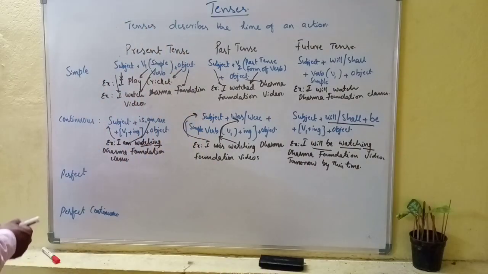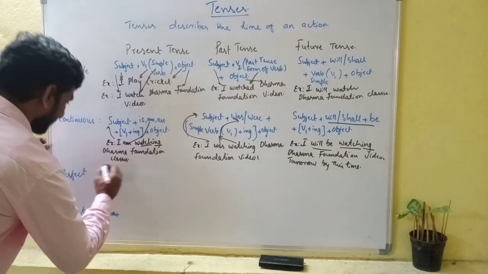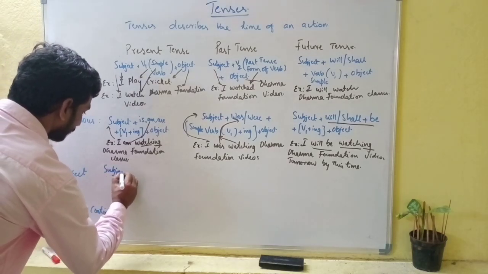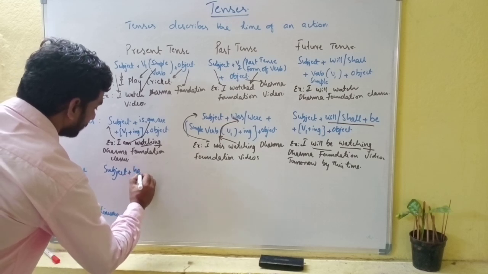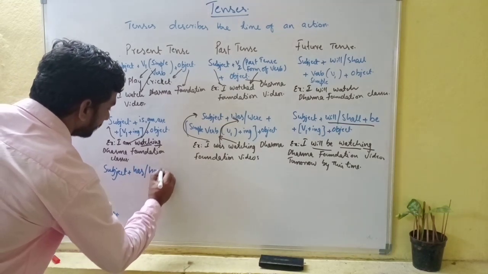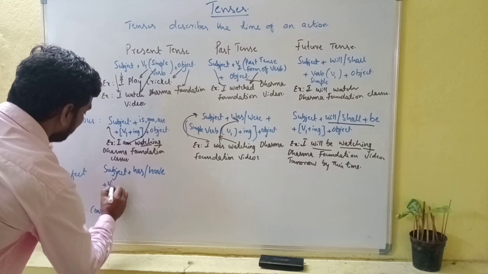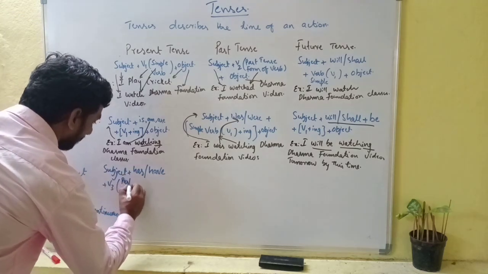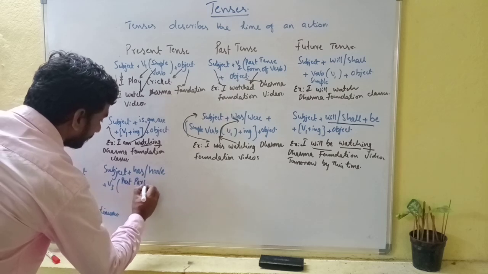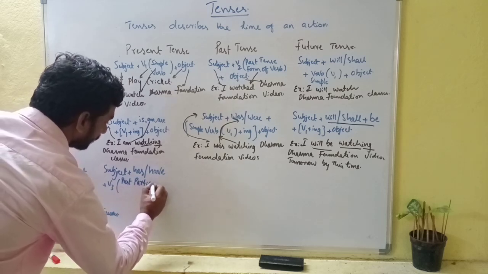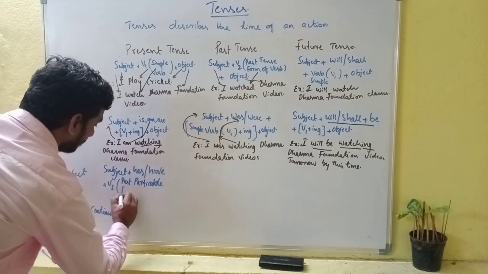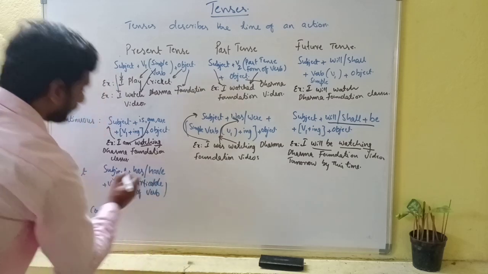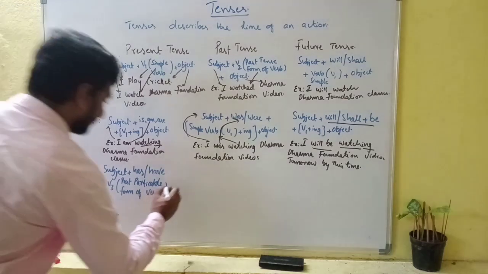So this is how, in the present perfect tense, the structure will be like: subject plus has or have plus V3. Here V3 means past participle form of verb, plus object.